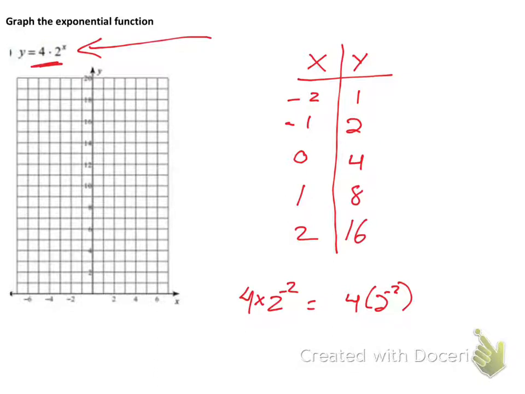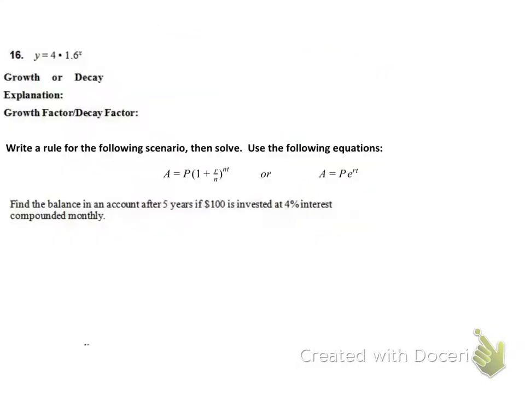So then if I graph that, these are just coordinates right here. It's going to be negative 2, 1; negative 1, 2; 0, 4; 1, 8; and then 2, 16. And then you would just draw your line connecting all these with an arrow. And that's it. That's all you got to do.